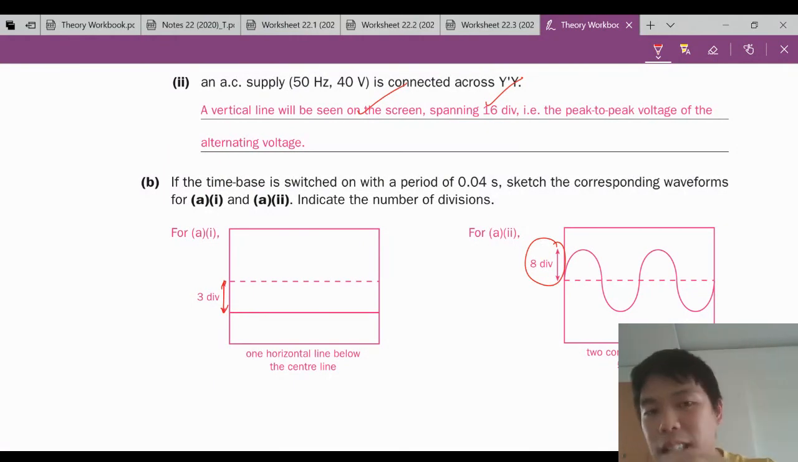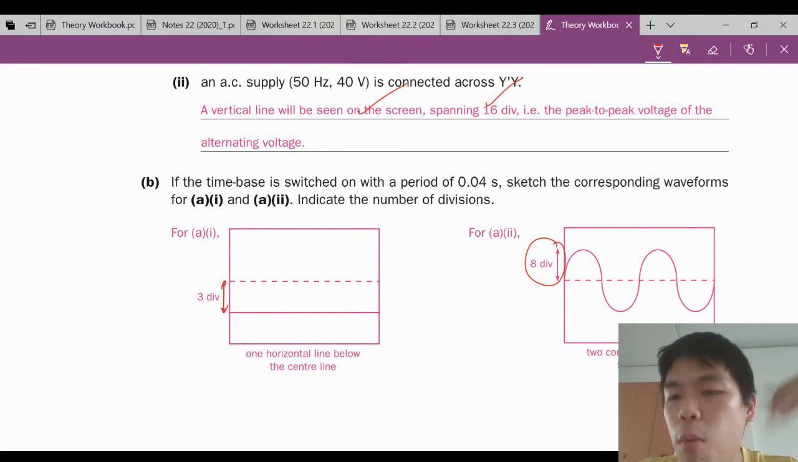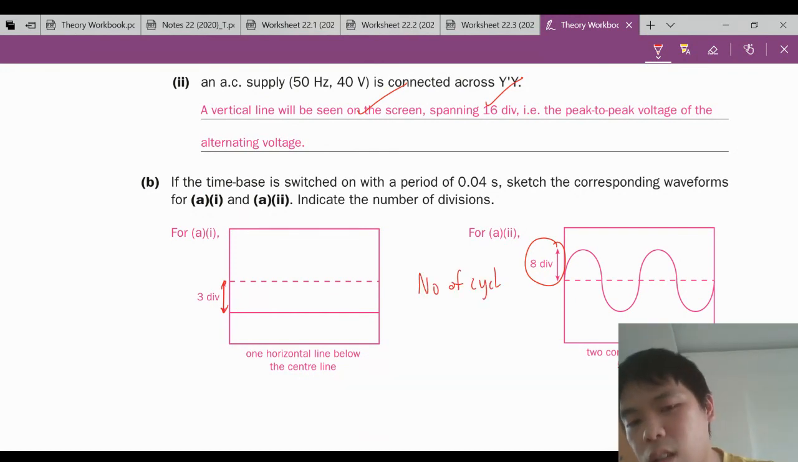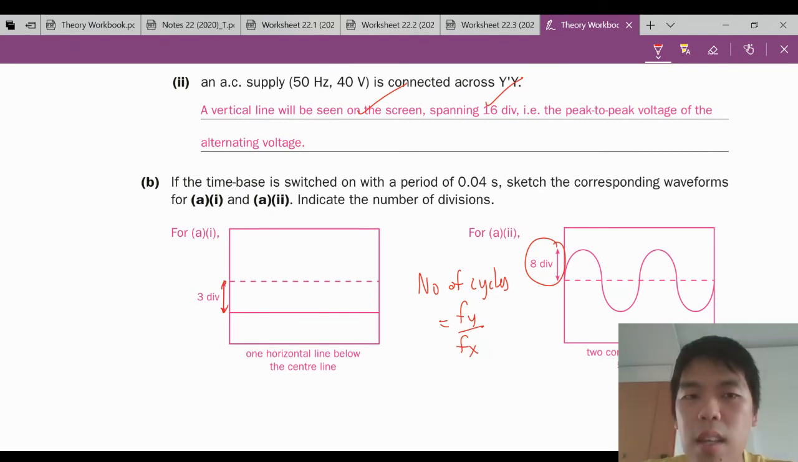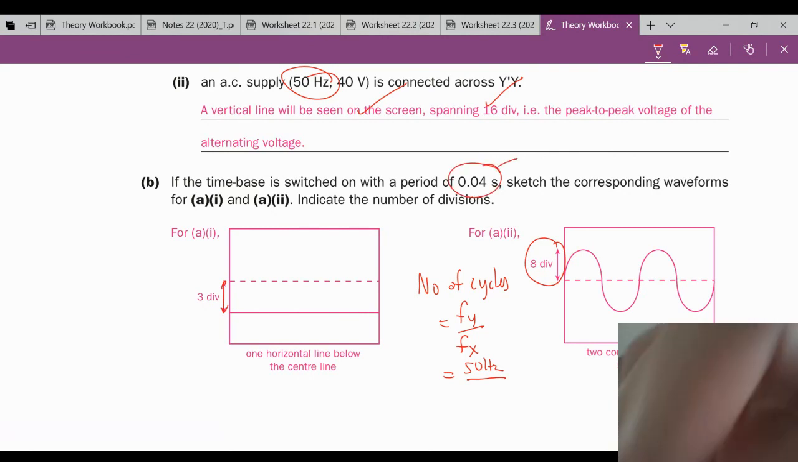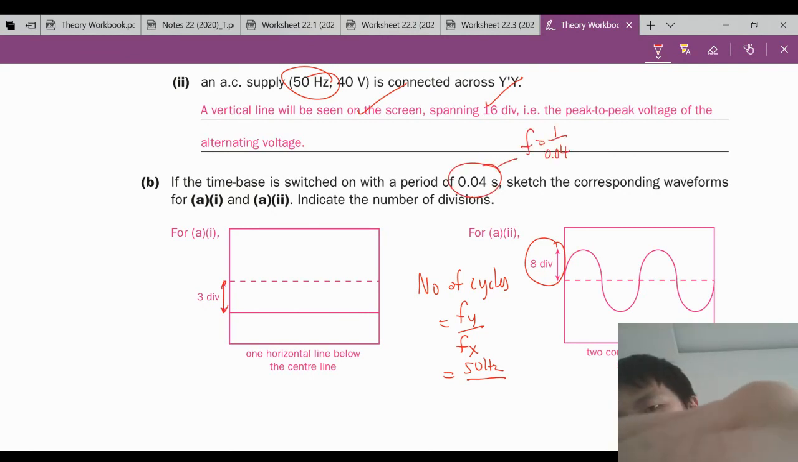Next, how many waves should we show? So remember to show the number of cycles. We take Fy divided by Fx, where Fy is the frequency of the AC supply. In this case, it's 50 hertz. Fx is the frequency of the time base. We know the period is 0.04 seconds, so we can find the frequency, 1 over 0.04. This will give us 25 hertz. So if this is 25 hertz, it tells us that there should be 2 cycles. So you should draw 2 cycles inside this diagram.